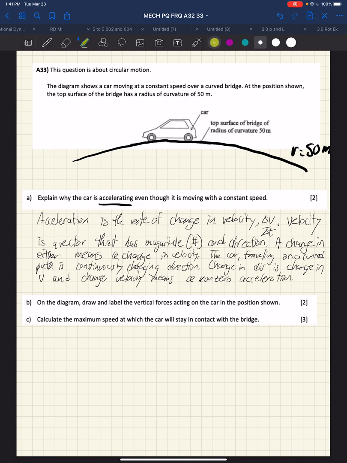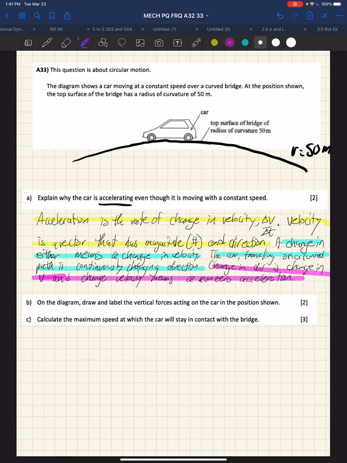So notice the construct. We start with a definition. Acceleration is a rate of change. We start out with another given. Velocity is a vector, has magnitude and direction. So here now we're talking about a change in either means a change in velocity. The car is traveling around a path, continuously changing direction. Now we get into the conclusion part. Change in direction is change in velocity, and change in velocity means non-zero acceleration. So a lot of work, but it guarantees we're starting with a premise or a definition and ending up with a sound conclusion.